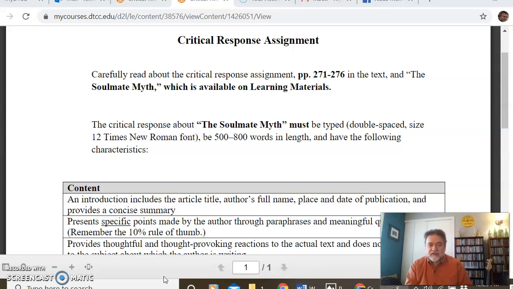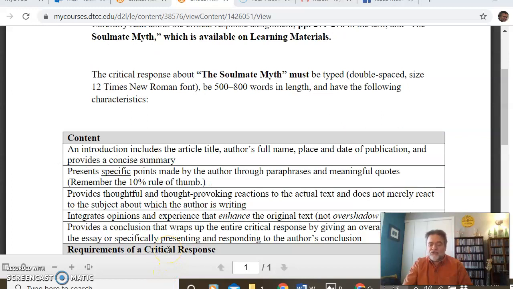The first times we're revising, we're trying to get the ideas straight, and then we move to smaller details. In this sheet, I have given you specifics about what you should be doing. If you look at content, this is at the idea level what you should be doing. Look at your paper. You need to have an introduction that has the author's title, the article's title, author's full name, place and date of publication, and a concise summary. That should be your first paragraph.